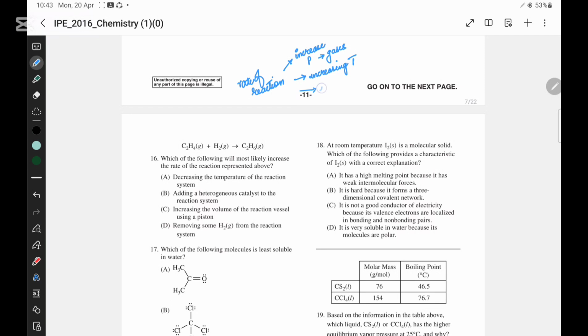Or you can even use a catalyst, because with the use of a catalyst, activation energy decreases. So decreasing the temperature is absolutely wrong. Adding a heterogeneous catalyst is going to be the right answer. Why? Because a heterogeneous catalyst is one which has a different phase from the reactant. For example, you can see both reactants are in gas phase, so the catalyst used here is going to be platinum, which is in solid state.